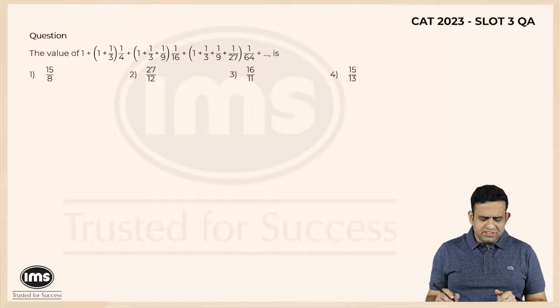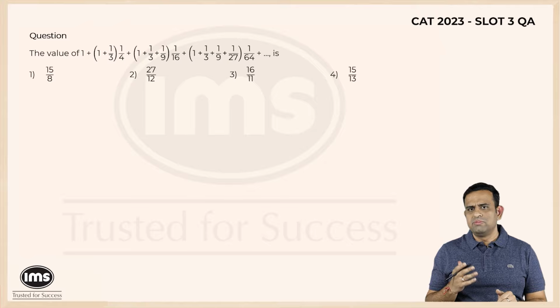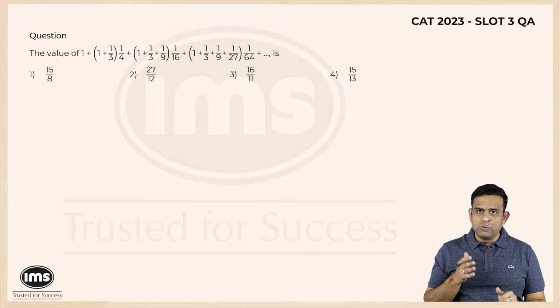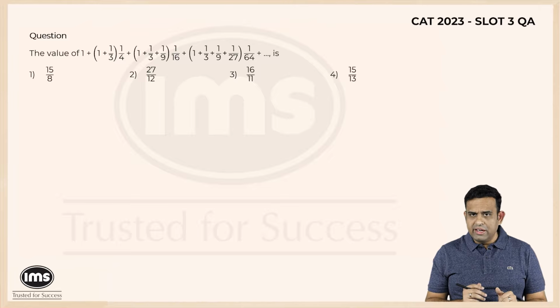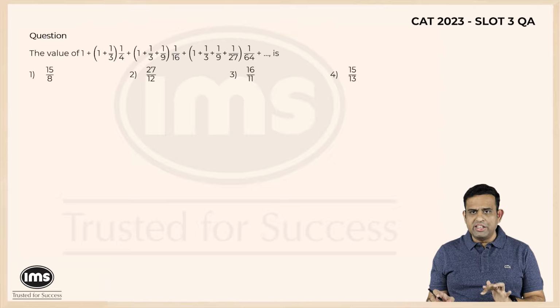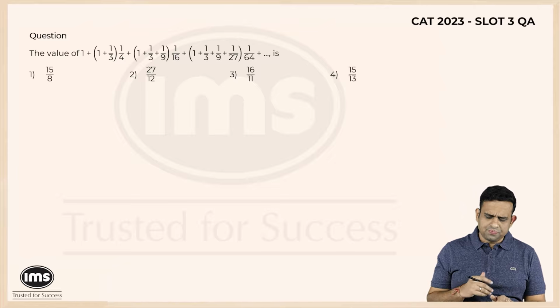So here, if you look at the sequence, 1, then second term is 1 plus 1 by 3 into 1 by 4. Third term is 1 plus 1 by 3 plus 1 by 9 times 1 by 16, and so on like this. So this is going on up to infinity, and the options given to you are 15 upon 8, 27 by 12, 16 by 11, and 15 by 13.